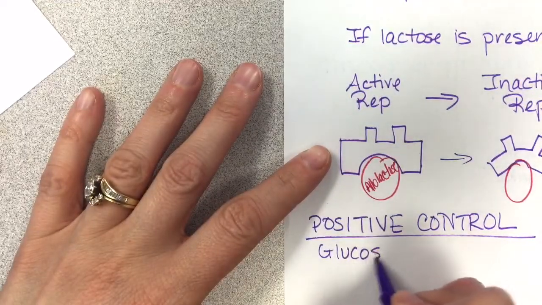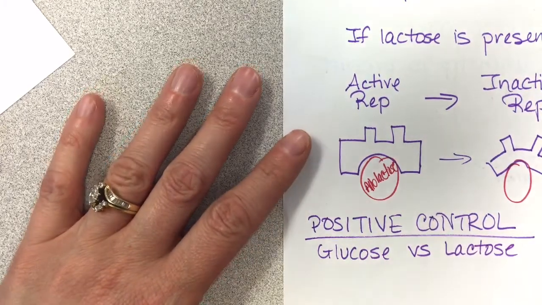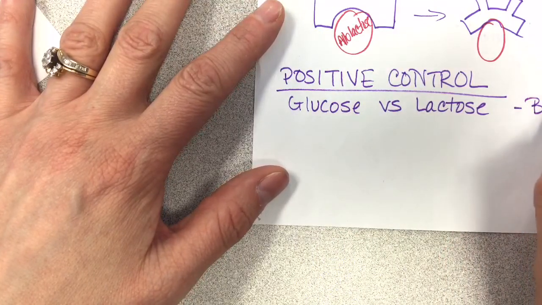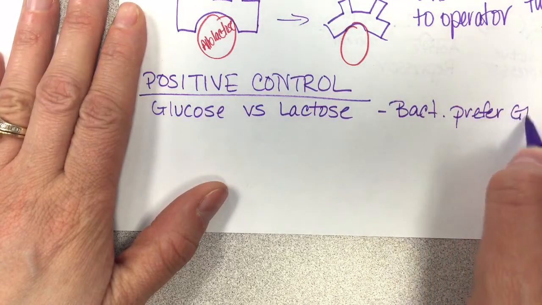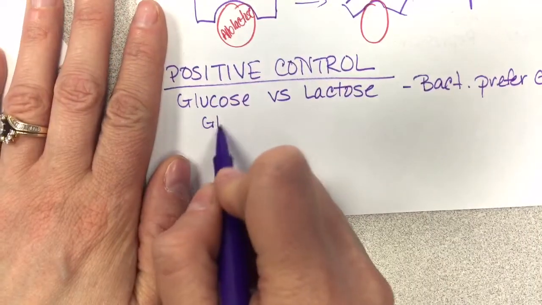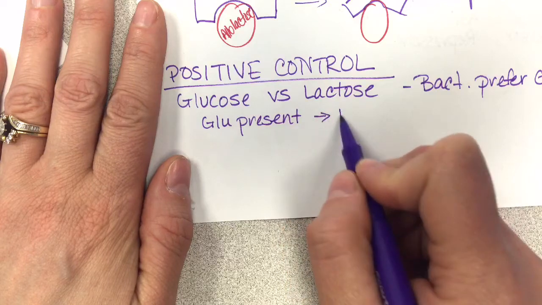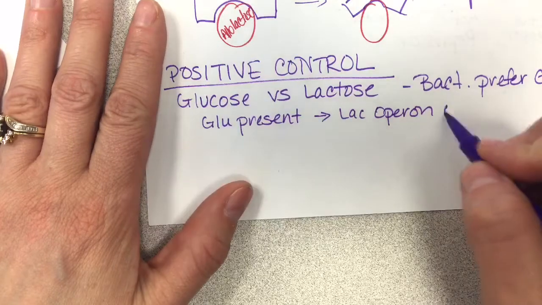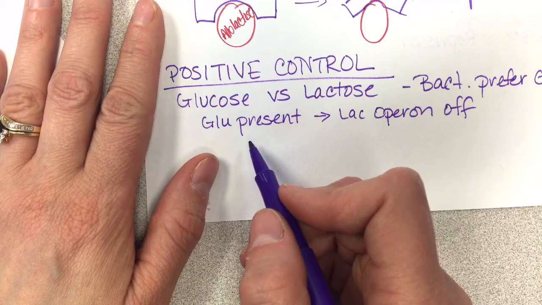So glucose versus lactose. If both of them are present in the cell, then bacteria prefer glucose. And so when glucose is present, you want the Lac Operon off. You don't want to make enzymes to digest lactose when you can use glucose. All right, so how does it do that?